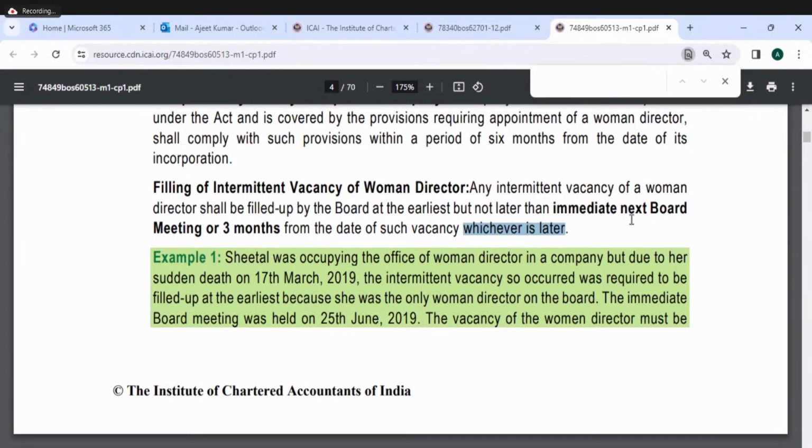So this provision seems very simple, but we have to keep in mind: not later than the immediate next board meeting. This is one leg. The other leg is 3 months from the date of such vacancy. And then when we combine, whichever is later.